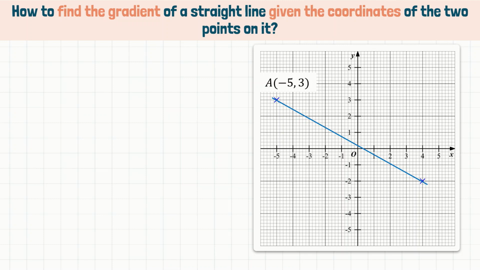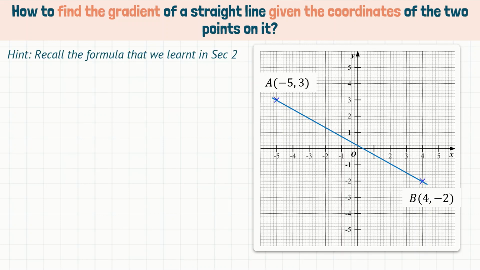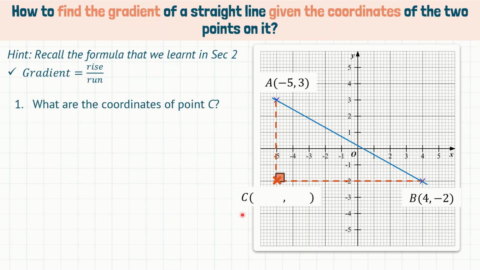So this point, I have called it A, which has the coordinates -5 and 3, and this other point has the coordinates 4, -2, and I have called it B. Again, we are going to use our gradient formula that we learned in Sec 1. Then, using this formula, I will form our right angle triangle by doing this vertical line down and then a horizontal line to the right. Right angle triangle over here. So this particular point is what we call C, and it has the coordinates of -5 and -2.